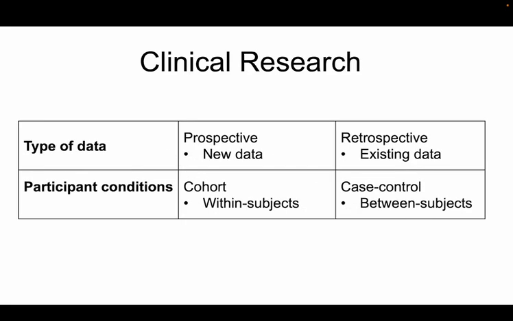Clinical research can be broadly categorized by the timing of data collection and the participants' comparison conditions. Prospective studies collect new data, whereas retrospective studies use data from the past, either through previous medical records or self-report. Cohort studies are within subjects' designs that look at some future outcome compared to baseline conditions. Case control studies compare individuals of clinical interest with controls on some measure and are between subjects. These are often used to compare the history of individuals with a particular disorder compared to those without.